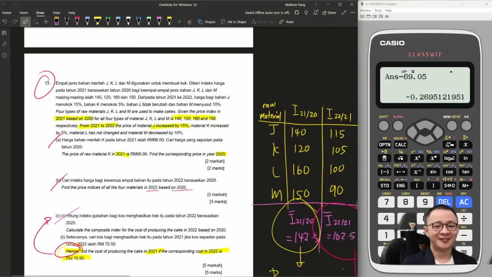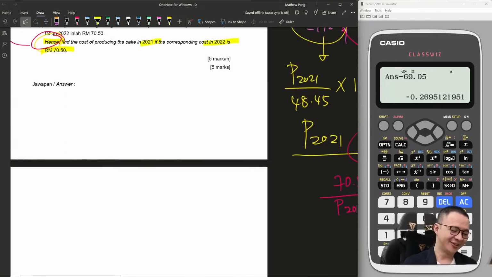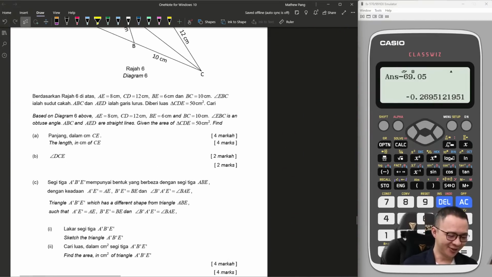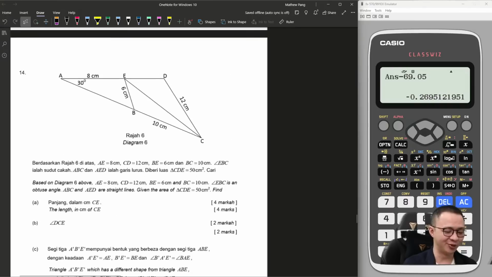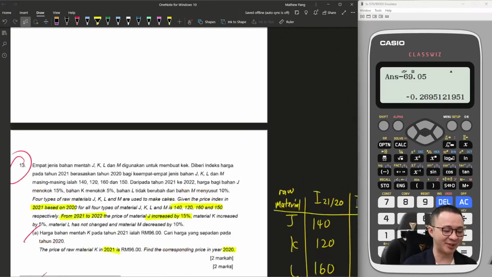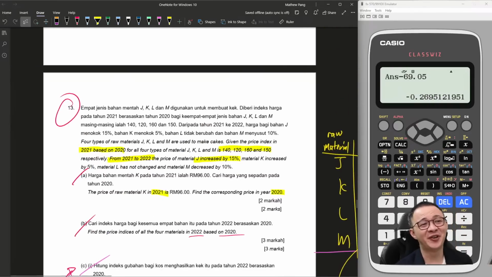Okay, finally, yeah, we're done. Two questions for part C. This solution of triangle, I think I'm a bit lazy to do. If any one of you do not know how to do this solution of triangle, maybe you can let me know. I will make a separate video for it.